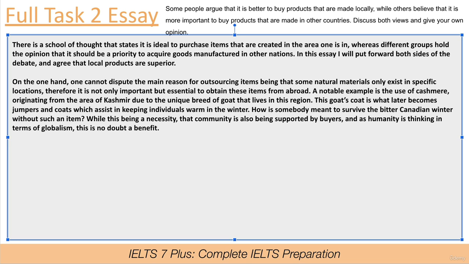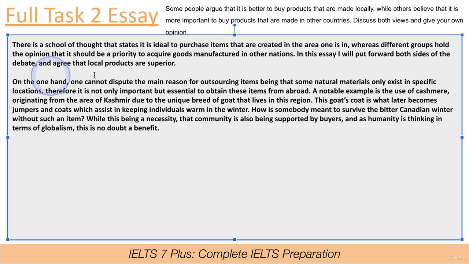Let's read this back and see how it's sounding. On the one hand, one cannot dispute the main reason for outsourcing items being that some natural materials only exist in specific locations. Therefore, it is not only important, but essential to obtain these items from abroad. A notable example is the use of cashmere, originating from the area of Kashmir due to the unique breed of goats that lives in this region. The goat's coat is what later becomes jumpers and coats which assist in keeping individuals warm in the winter.